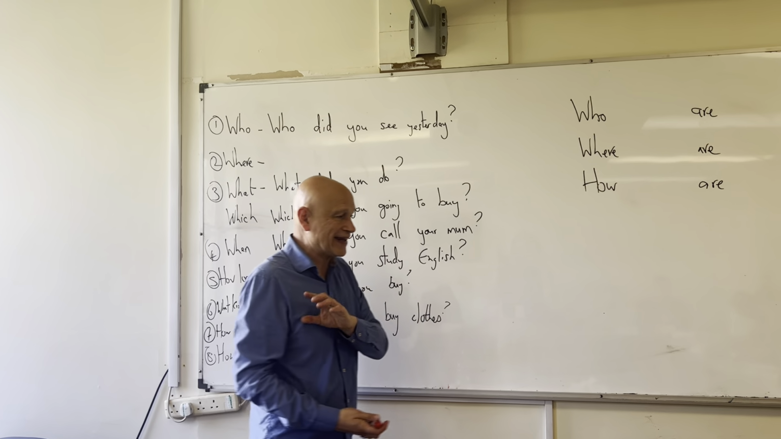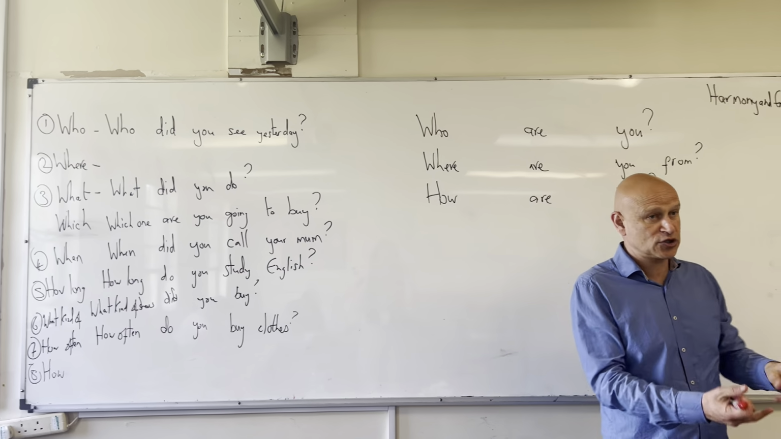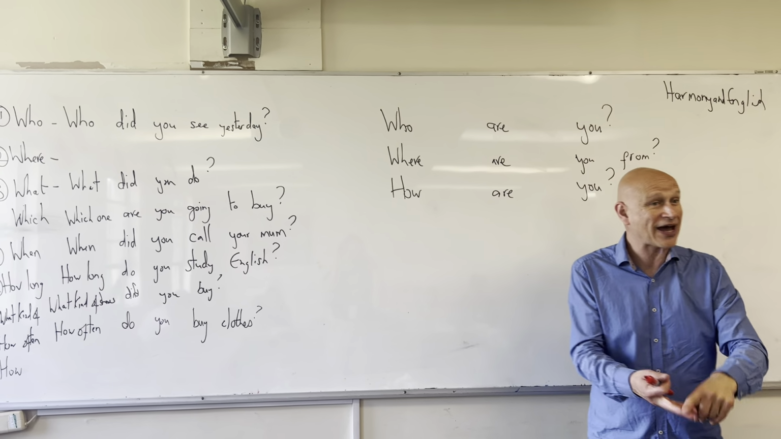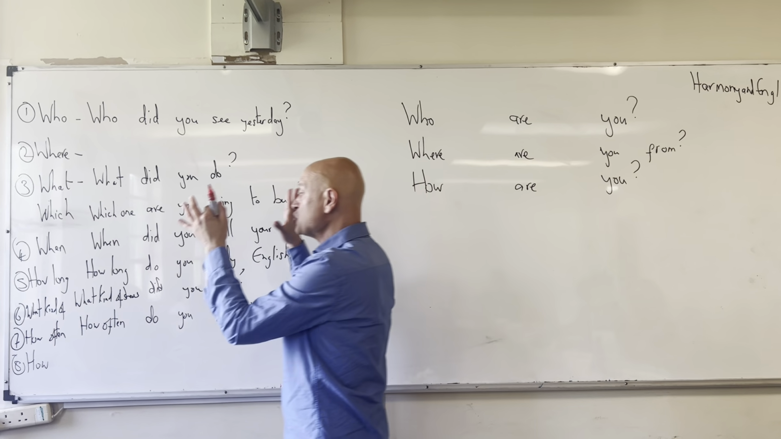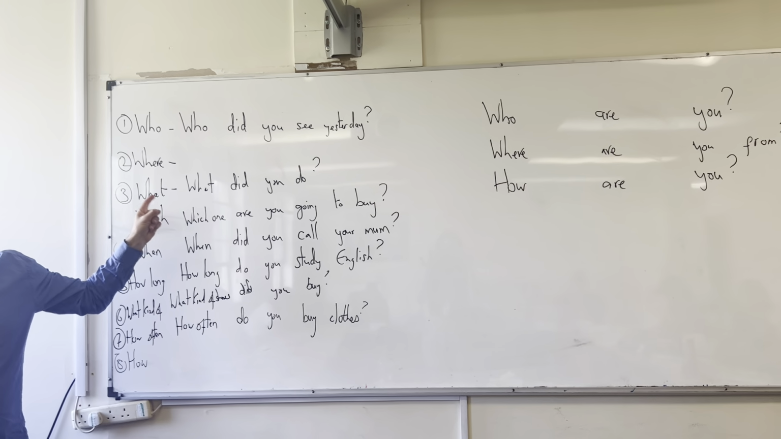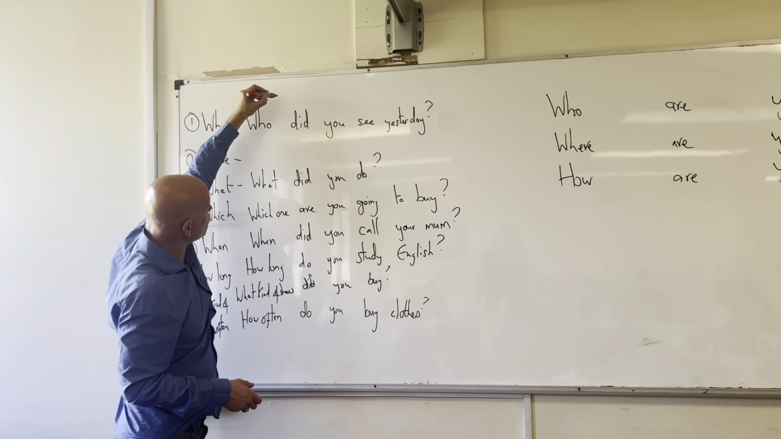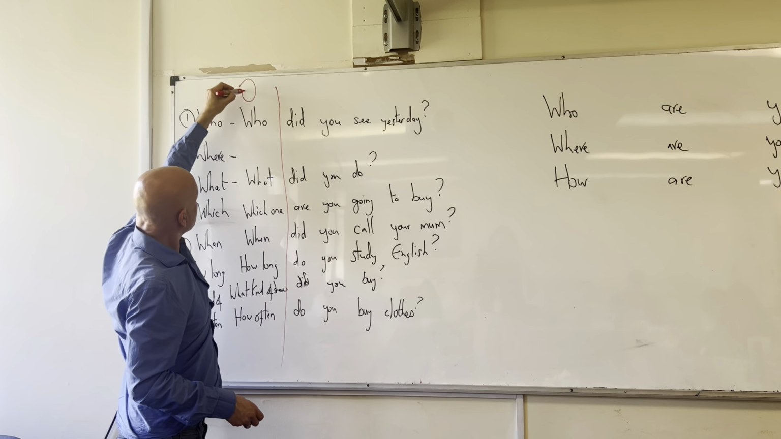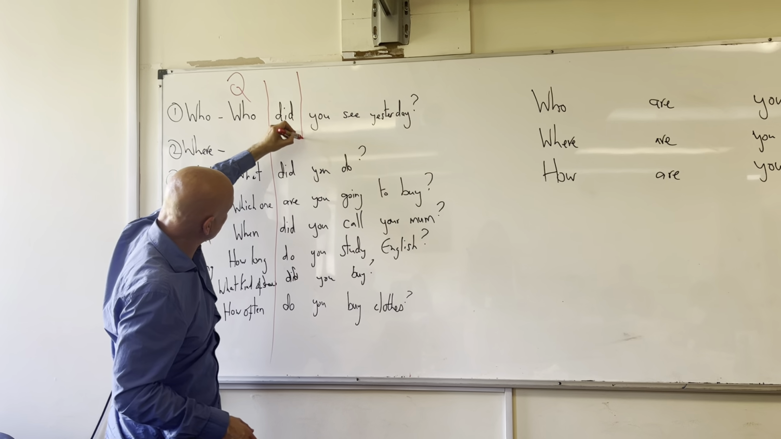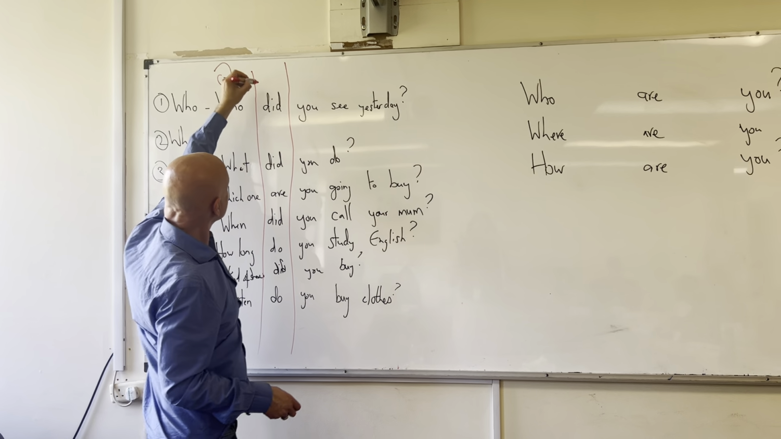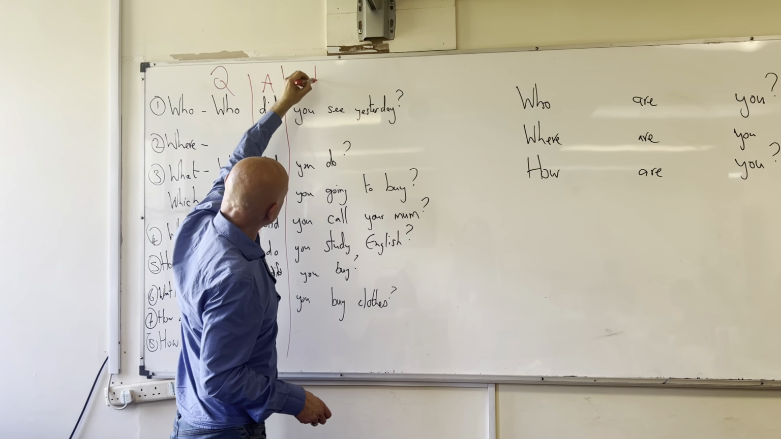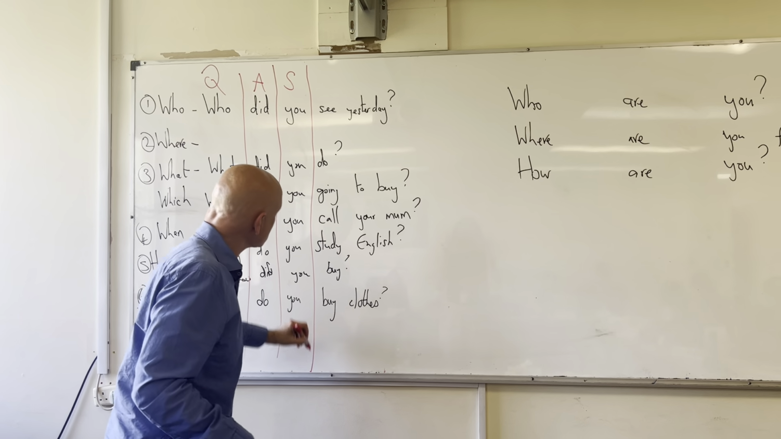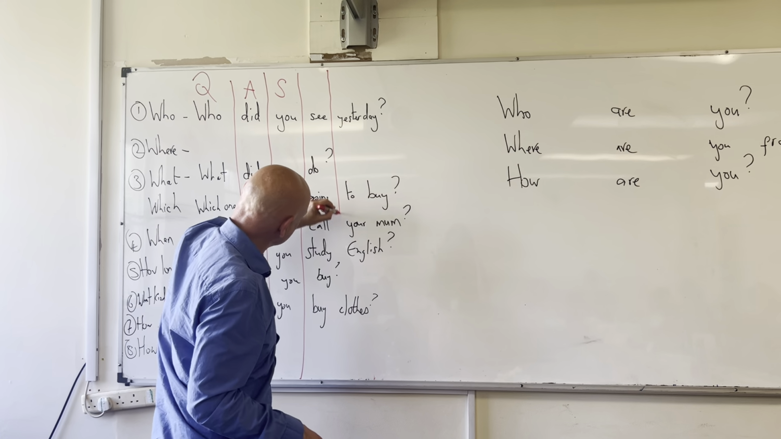When we talk in any tense of the English language, present simple, present continuous, all of them, we must use this structure. We start with a question word. We then have the little auxiliary verb. We then have the subject. And then we have the main verb.